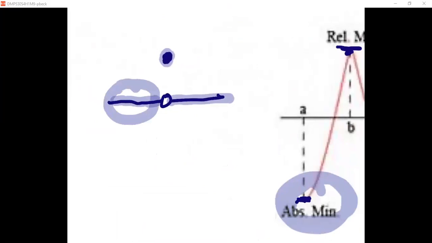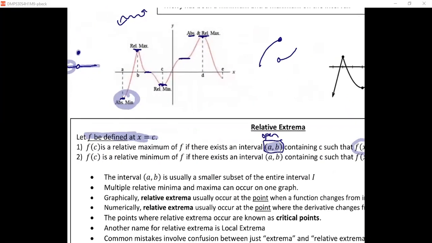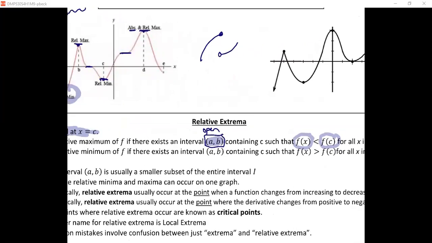are all of these relatively greater than all the other ones? And the answer to that is no. Some books do have a definition where you can include that. Our book is not going to be including that. Going back, for a relative minimum, the y value that we care about is smaller than all the other y values surrounding it.